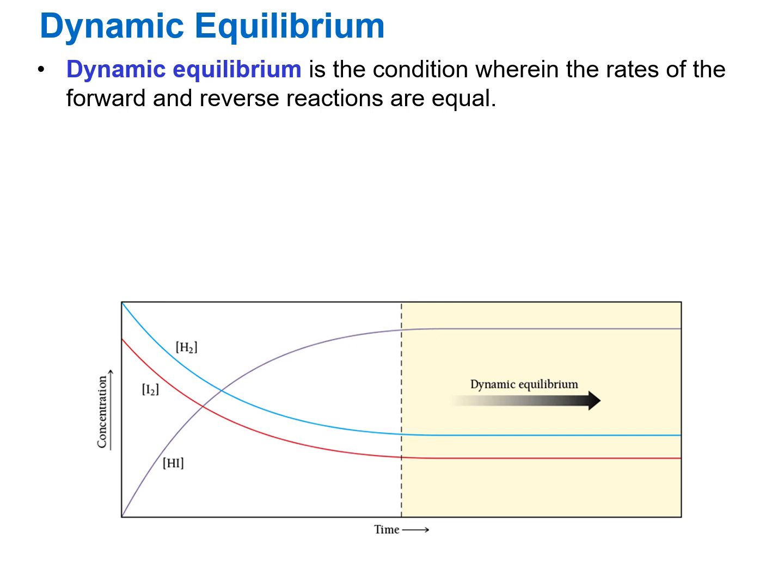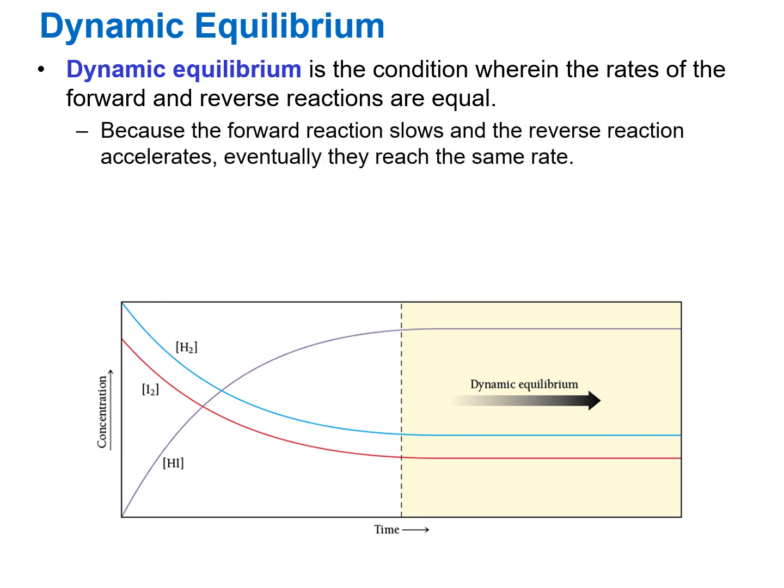As I just said, dynamic equilibrium is that condition where the rates of forward and reverse reactions are equal. Because the forward reaction rate slows and the reverse reaction accelerates, eventually they're going to reach the same rate as we look at the reaction occurring from start to finish. So that's what's happening there.